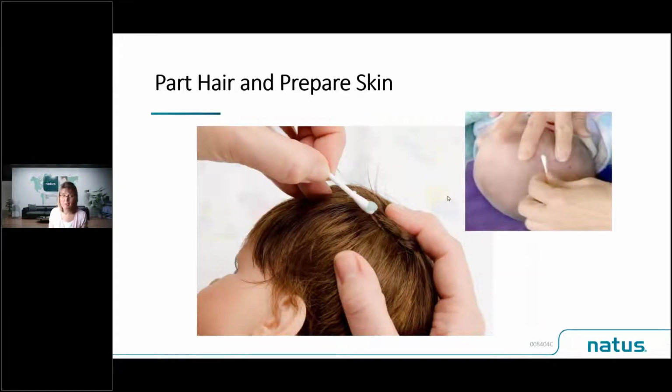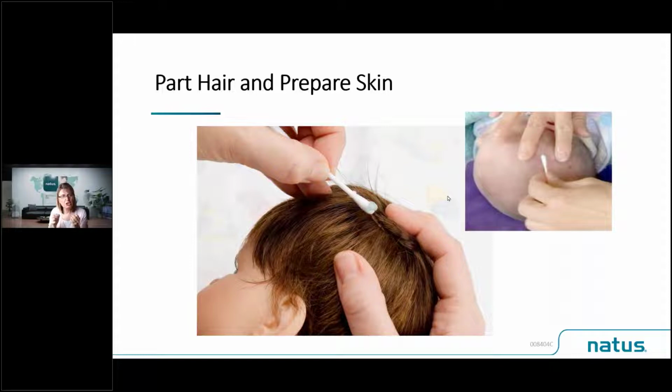The next thing we need to do is to part the hair and prepare the skin. Now, if your baby has got a lot of hair, like this model on the screen here, this is where you're going to need your toothbrush dipped in water to brush it apart, or your comb to part the hair and move it out, so that you can see the skin underneath. So if your baby has got an abundance of hair, that's the first thing to do.